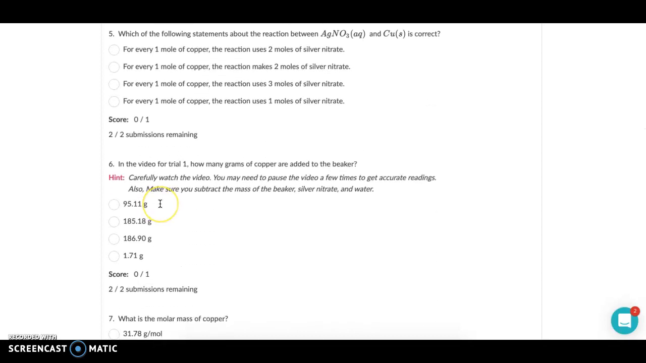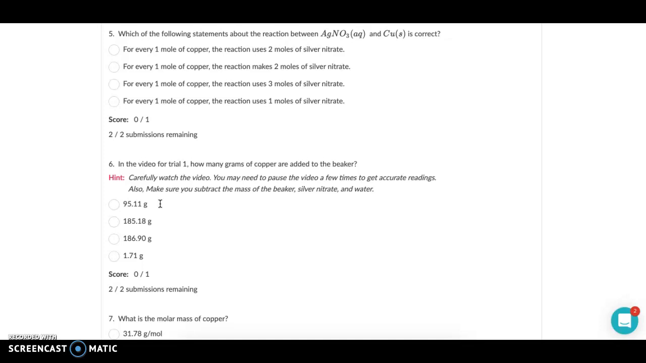Number 6, you're going to have to watch the video carefully. You need to determine how many grams of copper are added to the beaker. And to do that, they add the copper in at kind of a weird spot in the video. They don't take the mass of it directly on the balance, so you will need to do some subtraction. So make sure you do that carefully.